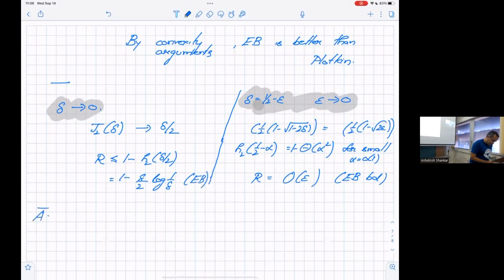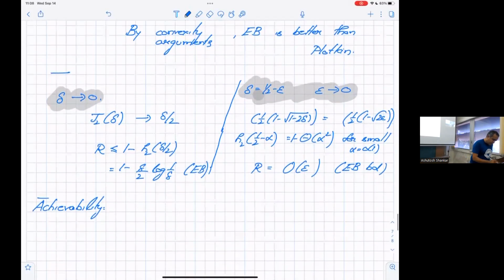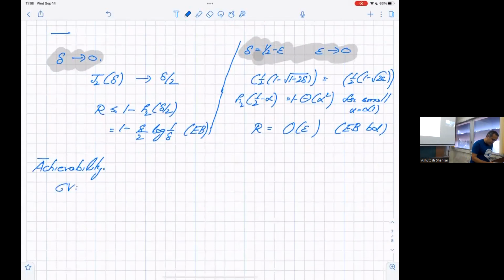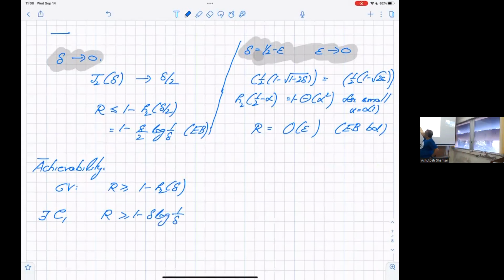Let's look at what happens achievability-wise. That's what Gilbert-Varshamov gives at both these ends. Gilbert-Varshamov says R is greater than or equal to 1 minus H2 delta. So there exists a code C with R greater than 1 minus delta log 1 over delta. But no code can have more than delta by 2 log 1 over delta. And there's still this gap.